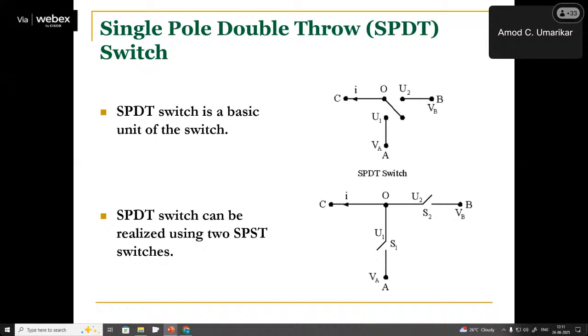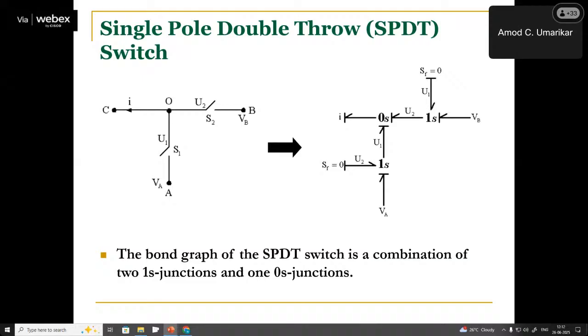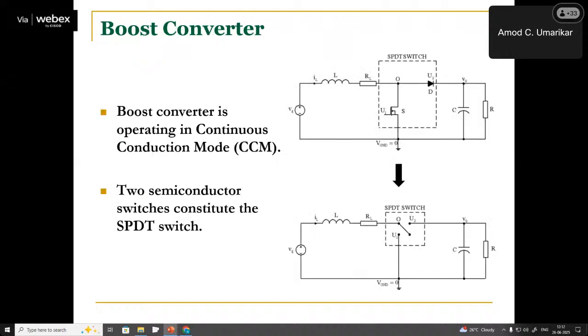In power electronics, we have the SPDT switch, which can be realized using two SPST switches. I hope SPDT and SPST are known to you, right? Okay. Especially in switch mode power conversion, we use the SPDT switch representation. So that's why you can represent this like this. The bond graph of the SPDT switch is a combination of a 1 junction and a 0 junction.